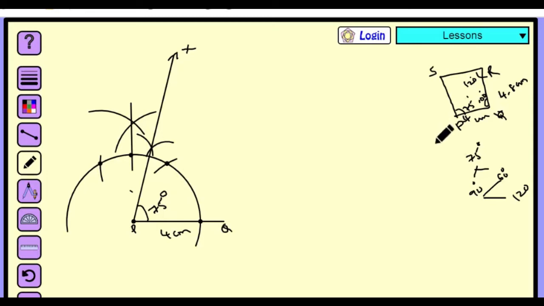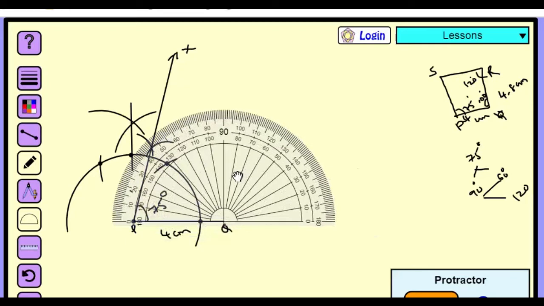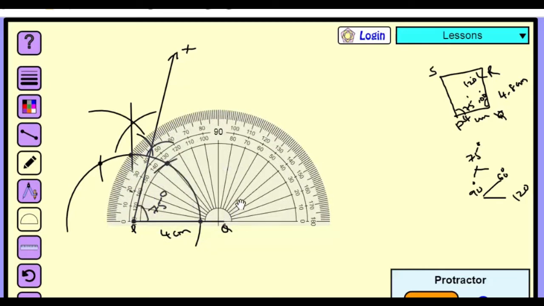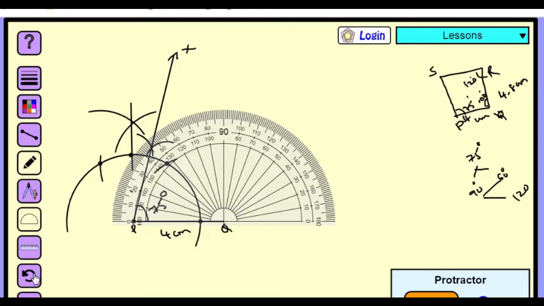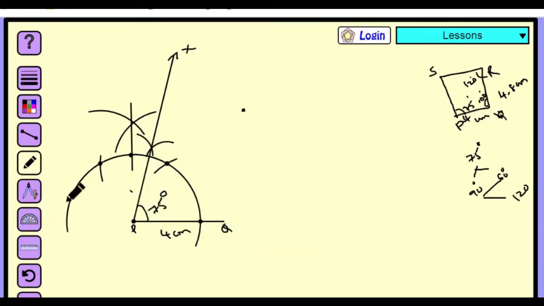Now let's go to the construction of angle 100 degrees. Here we are constructing angle Q with the protractor. Now place the center point of the protractor at point Q, and count the measurement from the left side: 10, 20, 30, 40 and so on up to 90, 100. So you should mark the point there, remove the protractor and draw a ray from point Q through the 100 degrees point.